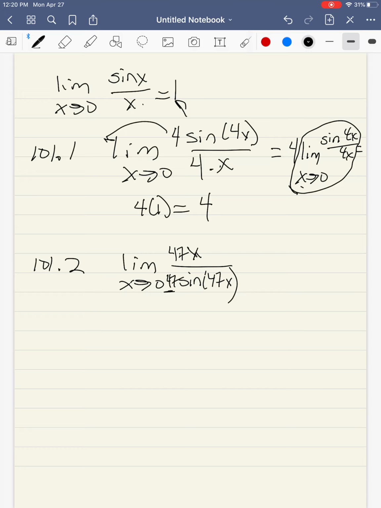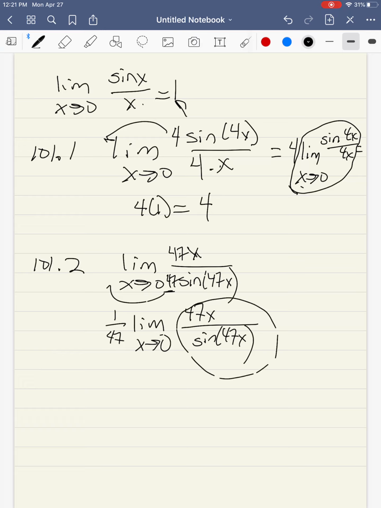Okay, so this 47 is actually going to come out here and be 1 over 47 times the limit as x approaches 0. Now we have 47x over sine of 47x. So this quantity right here becomes 1, and 1 over 47 times 1 gives us 1 over 47.